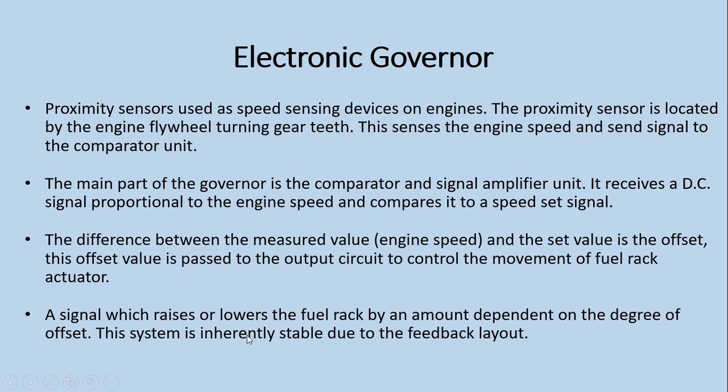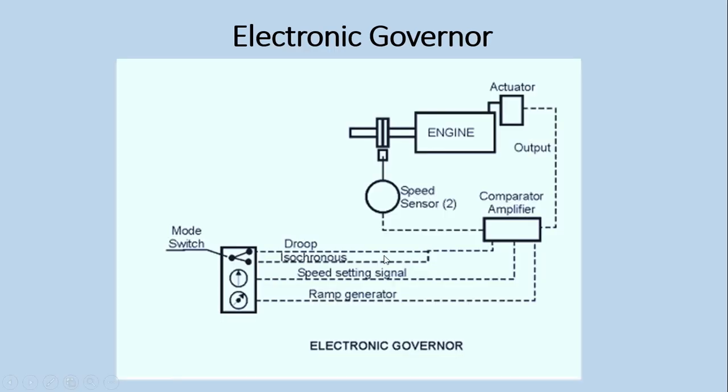A signal which raises or lowers the fuel rack by an amount dependent on the degree of the offset. This system is stable due to the feedback layout. There is a feedback you can see here. This amplifier is sending a signal to the actuator. The actuator is moving the fuel rack. So after moving the fuel rack, the engine speed will increase or decrease. This change in speed will be sensed by the proximity sensor, and this will again feed back to the comparator unit. So this system is more stable.